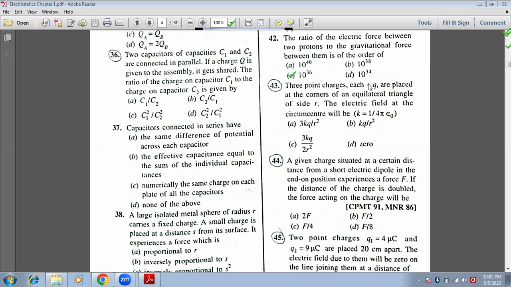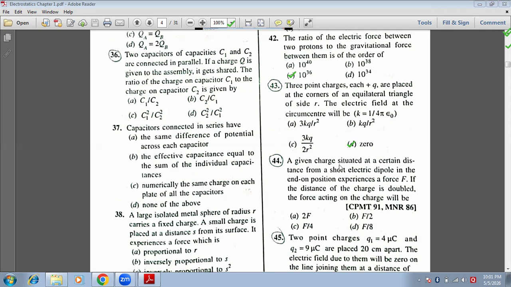Three point charges, each plus Q, are placed at the corners of an equilateral triangle of side R. The electric field at the center will be, if K is 1 upon 4 pi epsilon naught: option A, 3KQ upon R square; option B, KQ upon R square; option C, 3KQ upon 2R square; option D, 0. Correct answer, option D, 0.